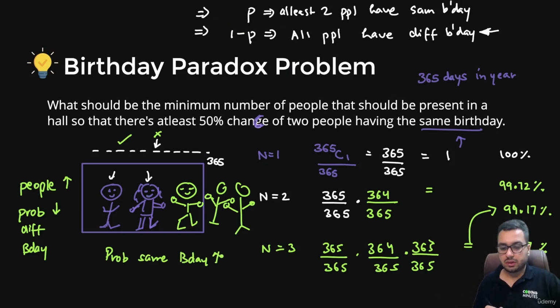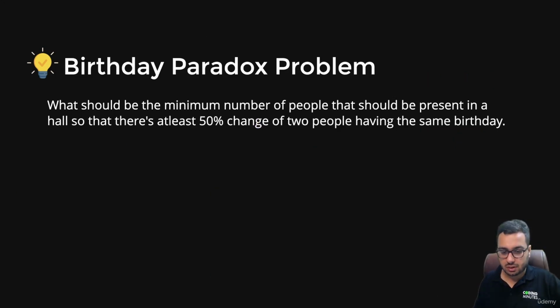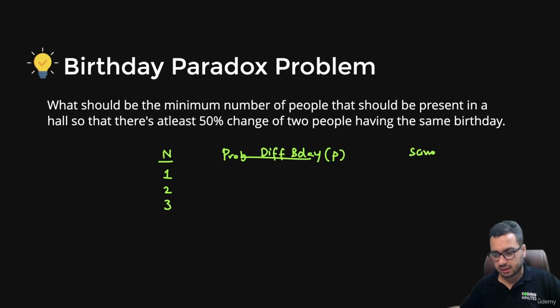So what we need to do is compute. Let us talk about what we are going to do inside the solution. We will start with a particular value of n. Let's say n is 1, n is 2, n is 3. We are going to calculate the probability of different birthday. If this probability is p, then the probability of having same birthday is going to be 1 minus p. So we want to compute when this probability is 50%.